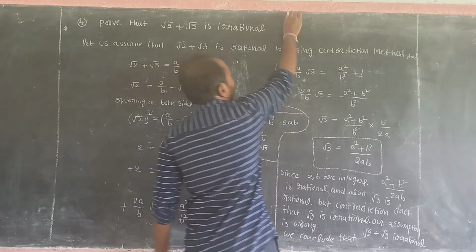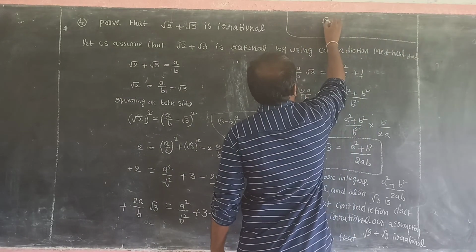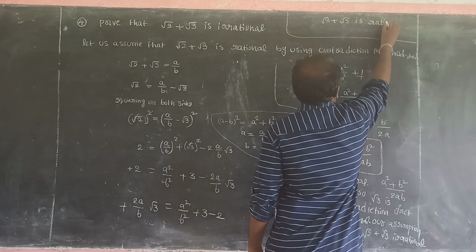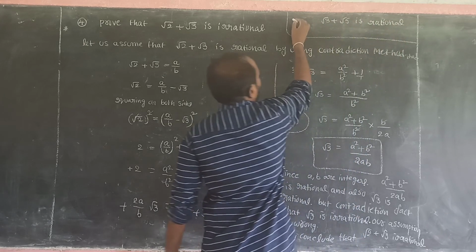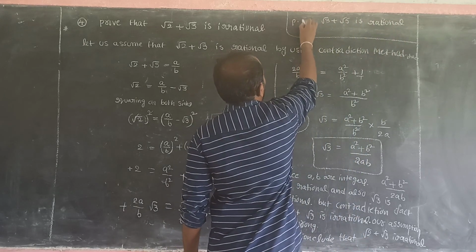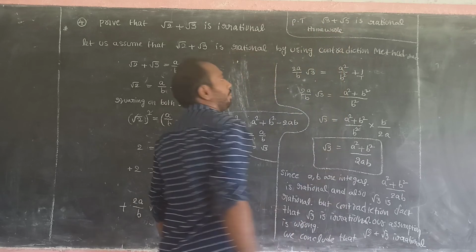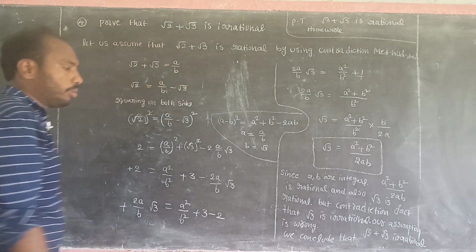So do homework: prove that root 3 plus root 5 is irrational. Do homework at home. Prove that homework problem: root 5 plus root 3 is irrational. Very important. Write down.